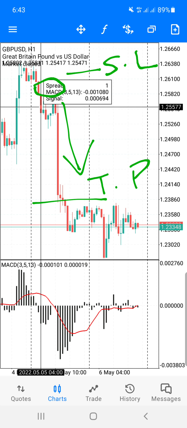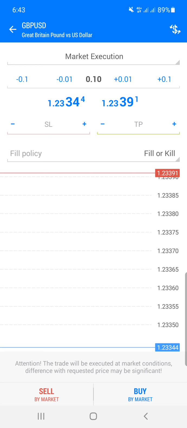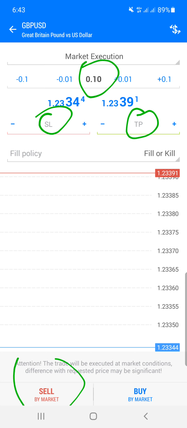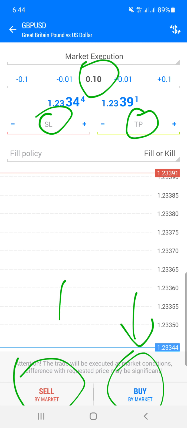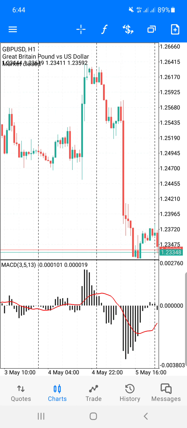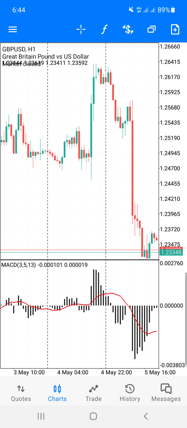So now, once you have set up this stuff, you will now execute. Remember, you mark the points for your stop loss, the value for your stop loss, the value for your take profit. Then you open your app, insert your stop loss, insert your take profit, choose your lot size, and either sell or buy depending on what you want to do. So now I've explained how to use the MACD indicator to sell. It's the same principle with buying.